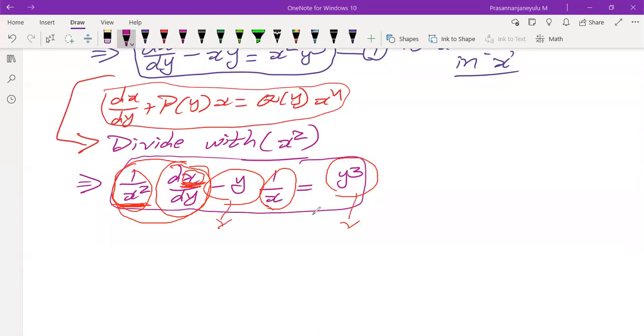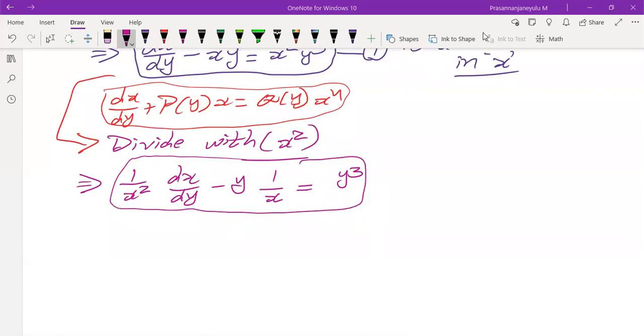In place of x, what do we have? 1 by x is there. So because of that reason, what do we need to substitute? Put 1 by x equals to a new variable. What is the new variable? In general, taking it as z.